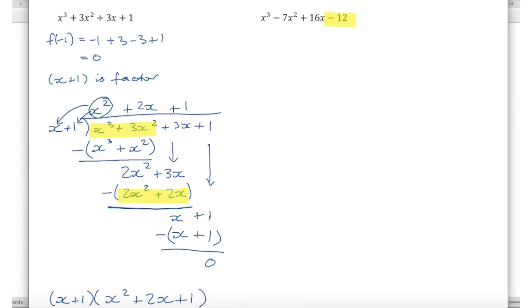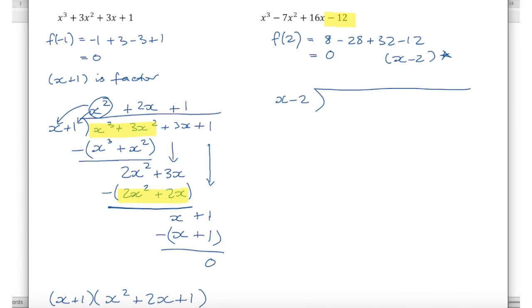when the function at 2, when x is 2. So I've got 8 take 28 plus 32 take 12. So I've got negative 20 plus 32 is 12 take 12. Okay, excellent. So x minus 2 is my factor. So let's see if we can do some long division. So let's set it up.